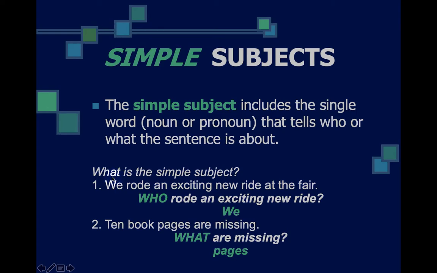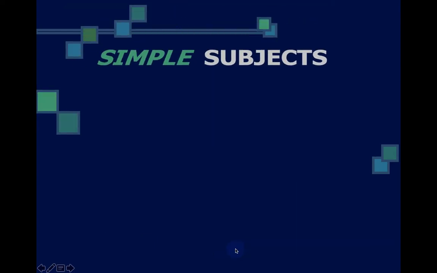Simple means only one. 10 book pages are missing. What are missing? The pages. Okay, so pages here is the subject. It's not 10, it's not book, it's the pages that are missing. So here in the first sentence, we is the simple subject and pages is also the simple subject.